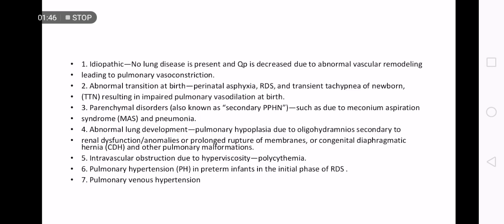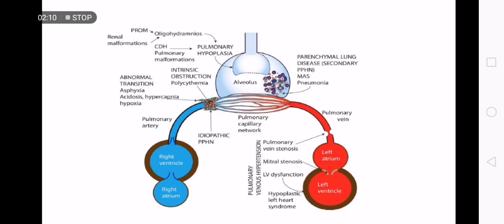It might be due to polycythemia, which causes intravascular obstruction due to hyperviscosity, or pulmonary hypertension in preterm infants, which is probably due to RDS and underdevelopment of the lungs. A rare cause is pulmonary venous hypertension, which might be caused by congenital heart diseases. This is another diagram which shows the causes of neonatal pulmonary hypertension.